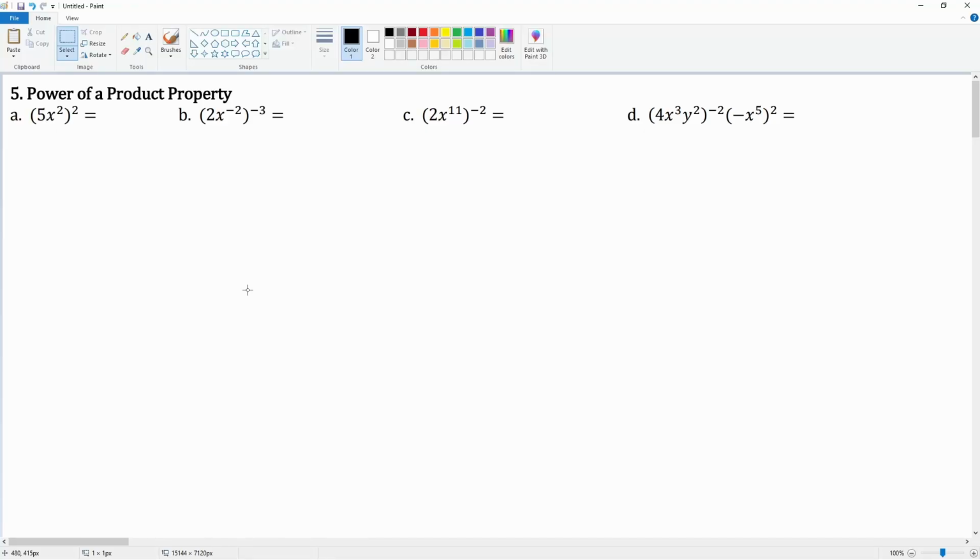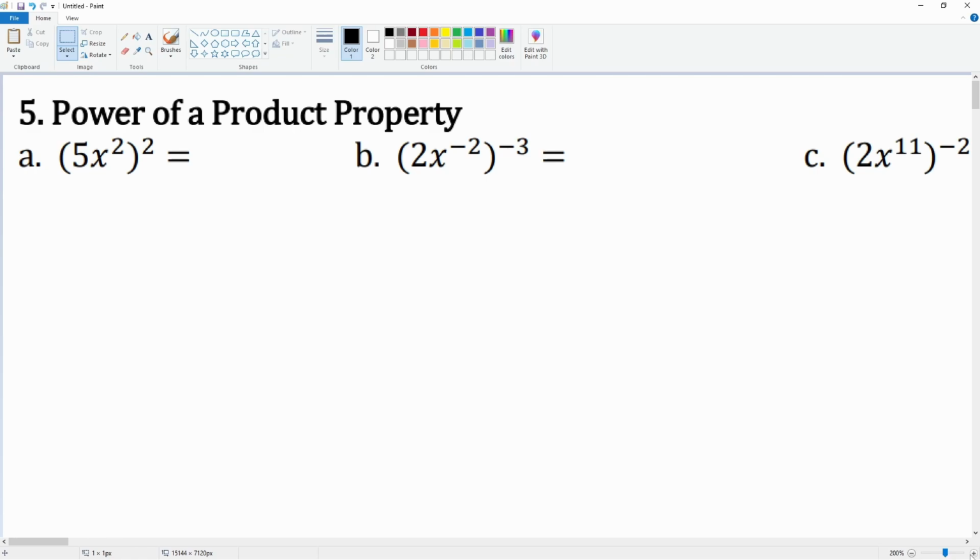Here we're asked to simplify the exponential expression. Number 5 deals with the power of a product property. Let's take a look here. Because the exponent here is on the outside, we're going to multiply it to each term. So it's basically being distributed to each term here.